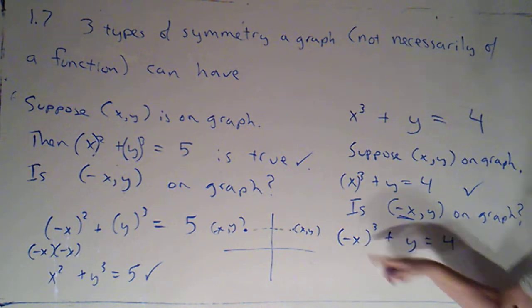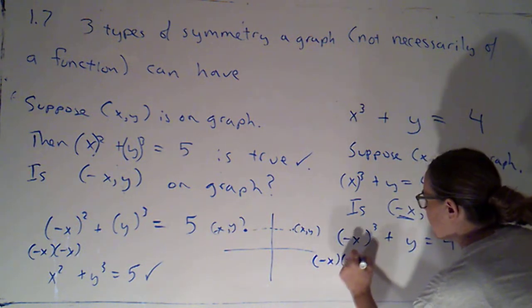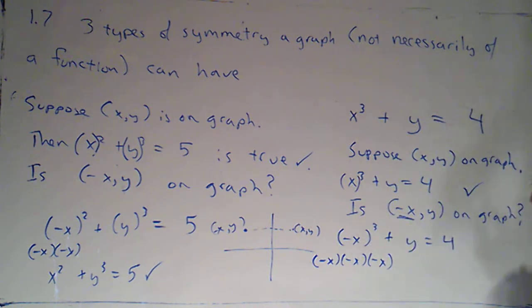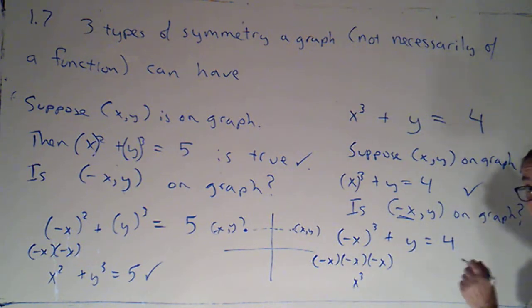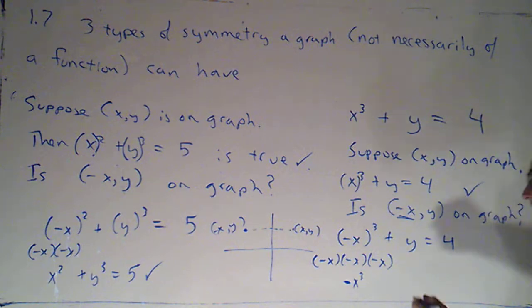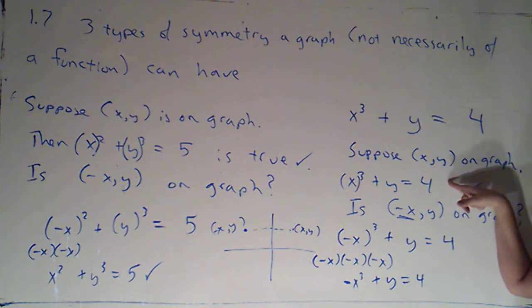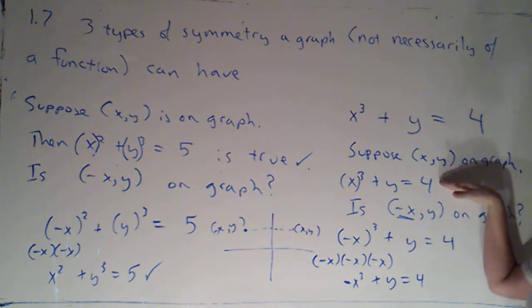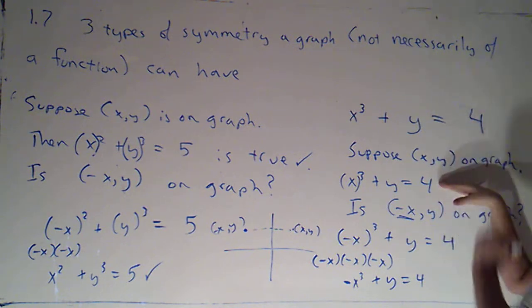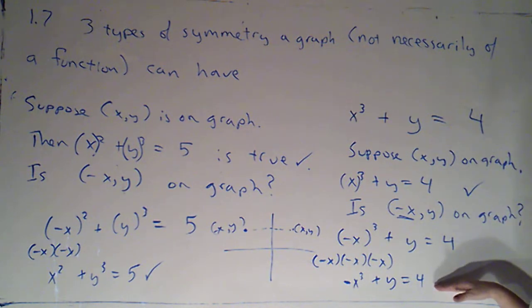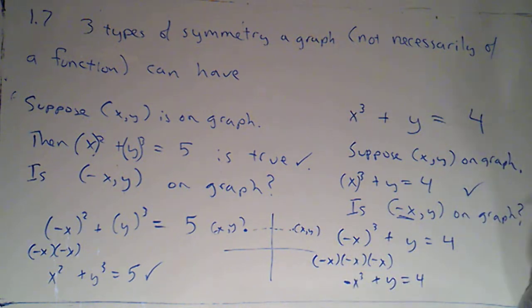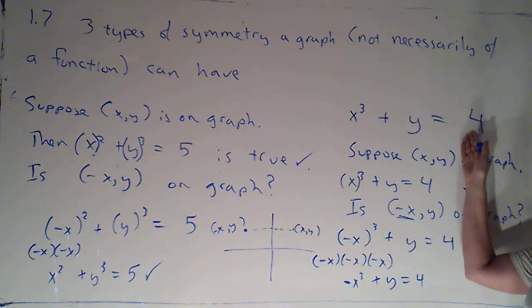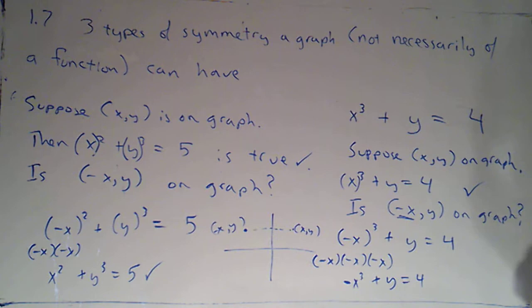Now if I have the opposite of x cubed, that's the opposite of x times the opposite of x times the opposite of x. Now the three x's are going to give me an x cubed, but the three factors of negative 1 are going to give me a negative 1. So I'm getting negative x cubed plus y is equal to 4. That's not the same as this equation. And this is the equation that I know is true because (x, y) was on the graph. This is a different equation. So when I plug in the opposite of x, y, I do not get that true equation. So this graph is not symmetric about the y-axis.